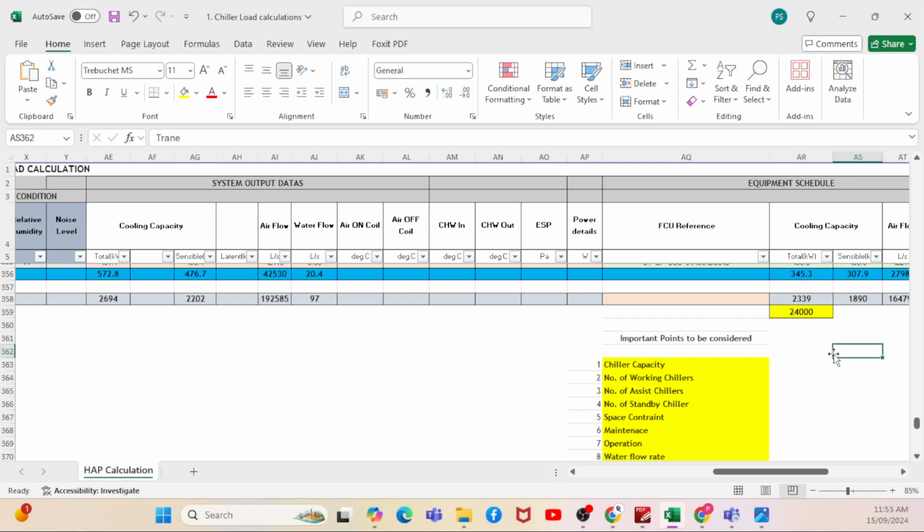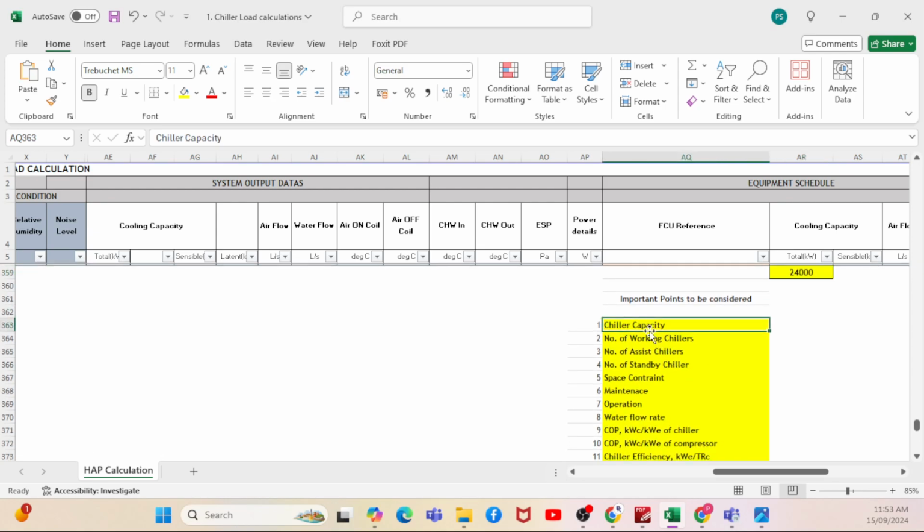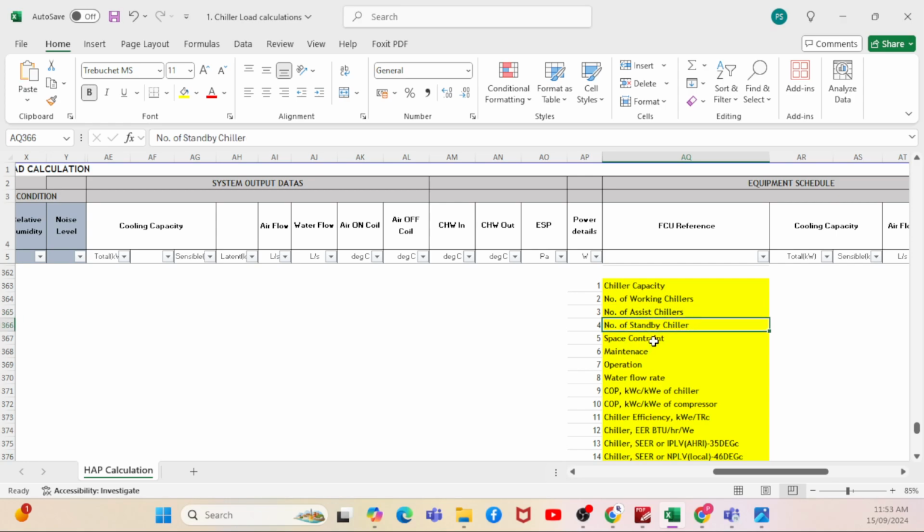When you talk about air cooled chiller, we are talking about very few thousands. But when you talk about water cooled chiller, you can talk about 10,000, 20,000, 30,000 like that. So that is the difference between water cooled chiller and air cooled chiller. Here, similarly, you can talk about chiller capacity, the number of working chillers, number of assist chillers, the number of standby chillers, space constraint, right?